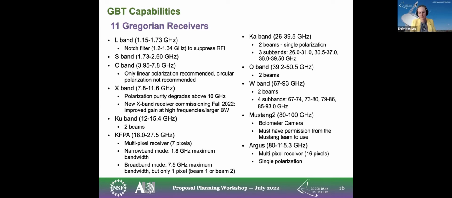And then lastly, we have Argus, which is a multi-pixel receiver, 16 pixels, really good for mapping. And it has 1 polarization. So that's an overview of the different receivers that we have that are higher frequency than the prime focus receivers. And 8 of these can be on the telescope at a time. And this is dictated by the proposal pressure for different receivers.